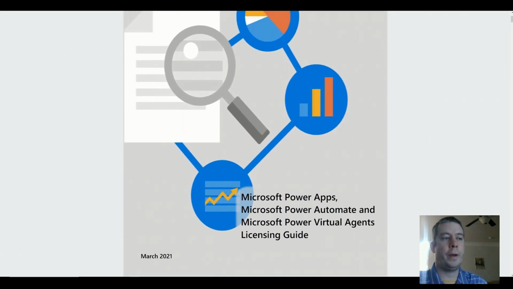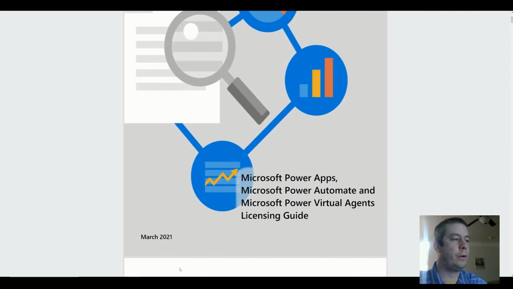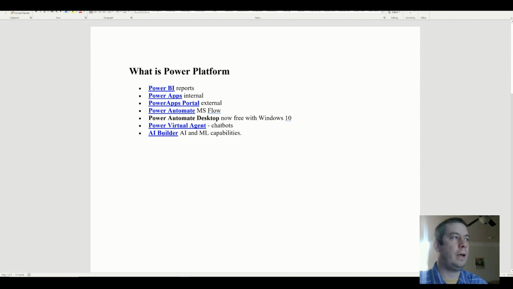And so it goes over Power Apps, Power Automate, Virtual Agents. So that actually brings a good point. First off, before we talk about the licensing of the Power Platform, what is the Power Platform? So the Power Platform includes Power BI, Power Apps, Power Portal, Power Apps Portals, Power Automate Desktop, which is now free with Windows 10, Power Virtual Agents, and AI Builder.